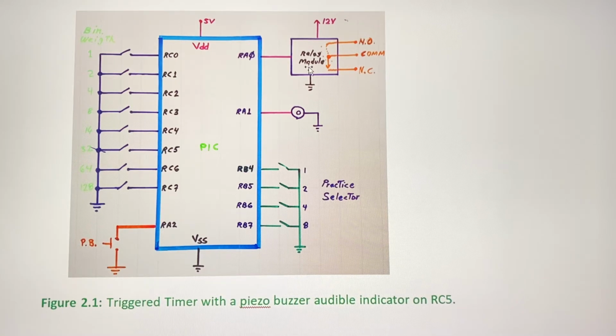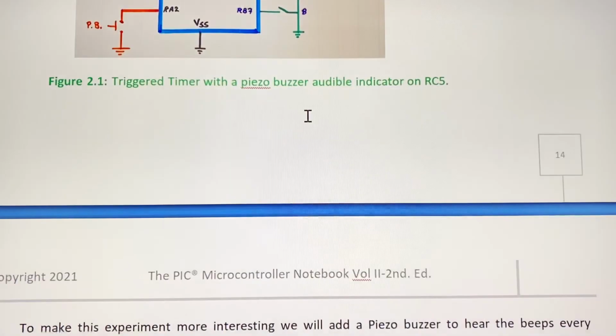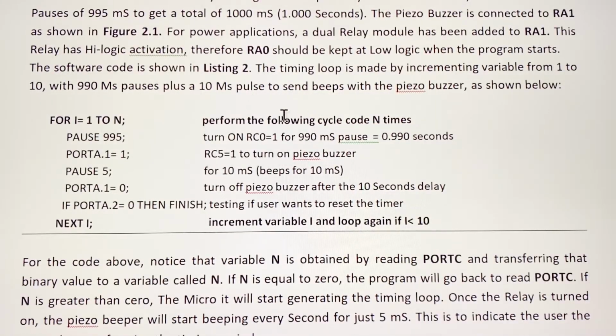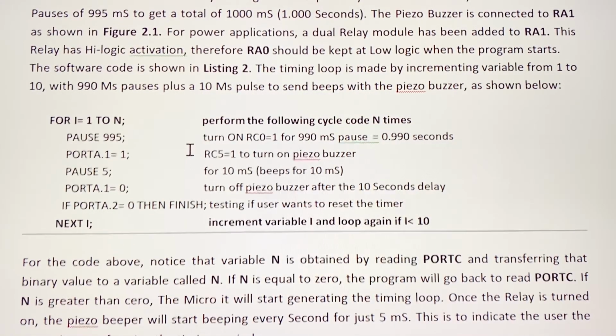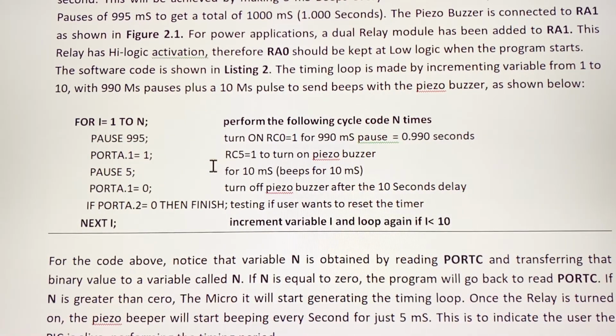So we have the relay module and a piezo buzzer, a beeper. This beeper will be beeping every second to indicate that the time is transcurring and the time is increasing, and that way we know that the micro is alive and kicking. But every pulse will be a 5 milliseconds pulse, because we don't want this beeper to be annoying when the timer is working.